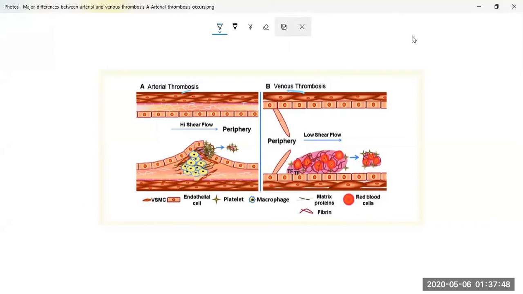This is another picture showing the difference between arterial thrombosis and venous thrombosis. You can see the white color shows the presence of arterial thrombosis, and they are mural. Whereas venous thrombosis is more occlusive and can block the vein, while this one is more along the wall of endothelial cells.